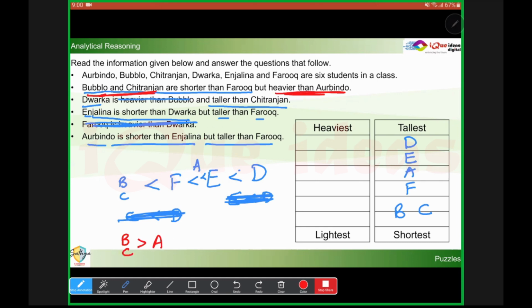But B and C aapas mein kya hai? Nahi pata. D is heavier than B. So D is greater than B, pata chal gaya. And B is greater than A, pata chal gaya. Lekin C ka kya relation hai? Abhi tak nahi pata. Chalo, shorter and taller wale clue ka to main kuch kar nahi sakta hoon yahan pe.